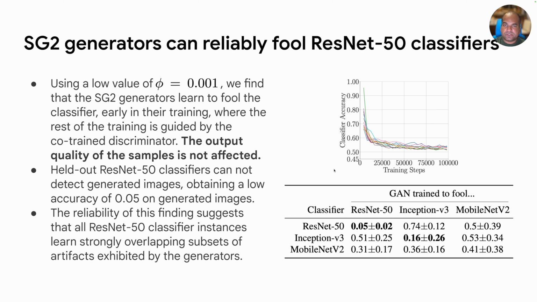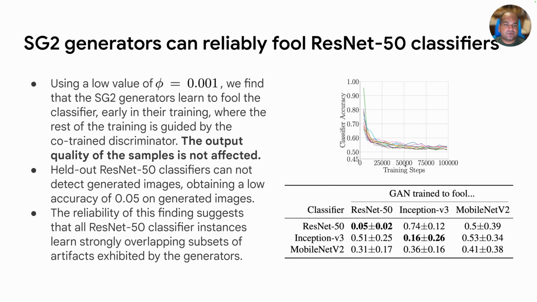In the StyleGAN2 generators, we are able to fool ResNet 50 classifiers. So if we fool one ResNet 50 instance, we are able to fool held out ResNet instances as well, which means that across the instances we are learning an overlapping subset of artifacts. But what we also see is that if we fool one ResNet, we are not fooling an Inception, and if we're fooling the Inception, we're not fooling ResNet. So different architectures are learning different sets of artifacts.